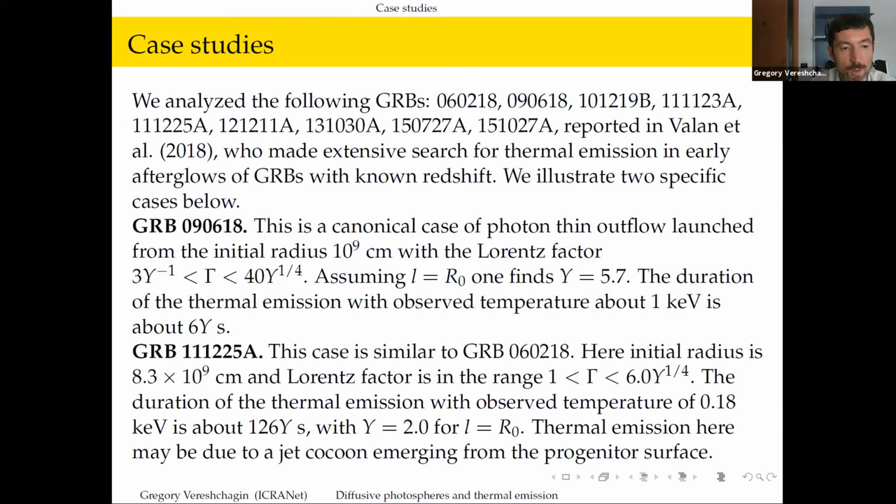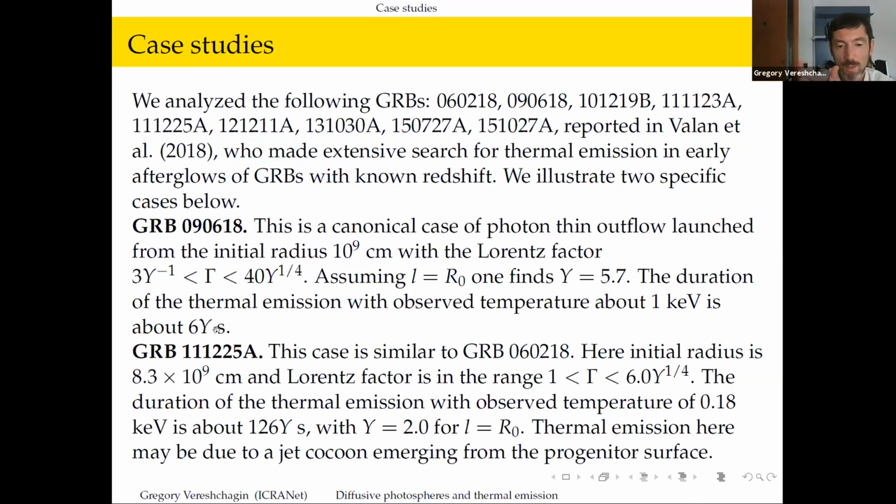So one typical case is the source 090618 with the initial radius of 10^9 centimeters, quite large, and the Lorentz factor in this case ranges from 3 up to 40. So 3 is the lower Lorentz factor obtained from that formula. Instead, 40 is the one given by the formula for the wind. Assuming that the thickness is equal to the initial size, one obtains for the Y parameter 5.7. And the duration of the thermal emission in this case would be about 6 Y seconds.